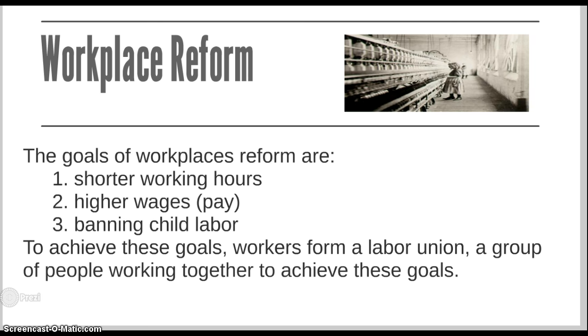To achieve these goals, workers would form a labor union. A labor union is a group of people who are working together to achieve these goals. They might do that by going on strike, in which they refuse to go to work until their demands are met by the owners, hoping that during the time the factory is shut down, the owner will come to his senses and meet many of their demands. And we will talk about a very famous strike that occurred at Andrew Carnegie's factory in class.